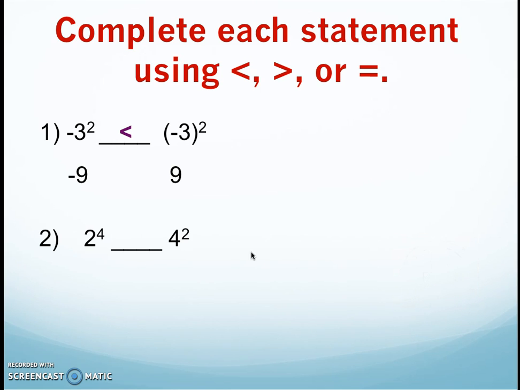All right, welcome back. So 2 to the 4th power, we have 2 times 2 times 2 times 2. So 2, 4, 8, 16, right? On the right side, we have 4 squared. It's just 4 times 4. 4 times 4 is also 16. So these two here are equal.